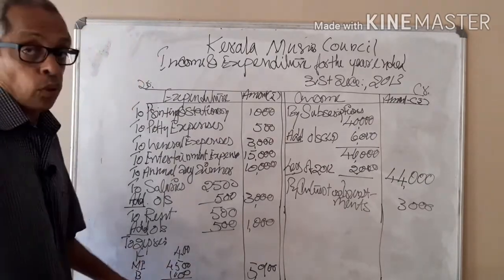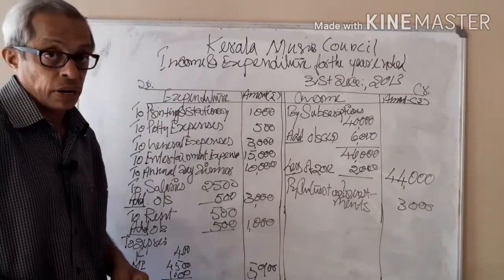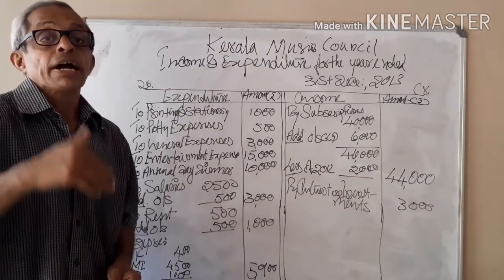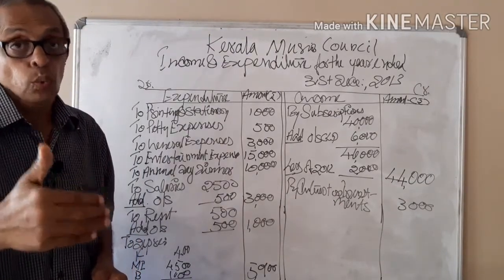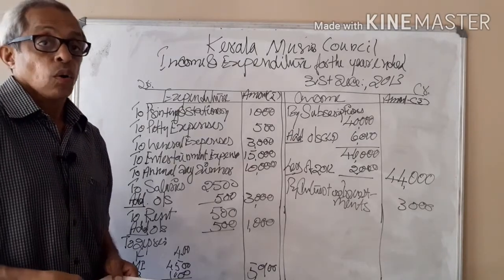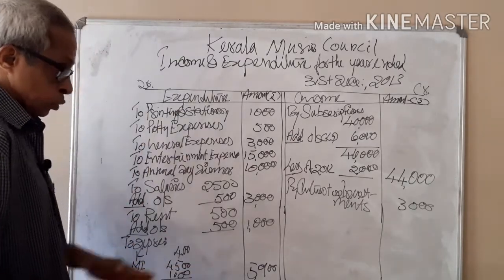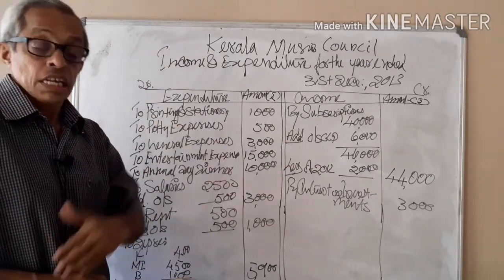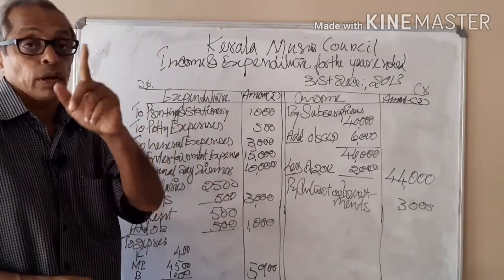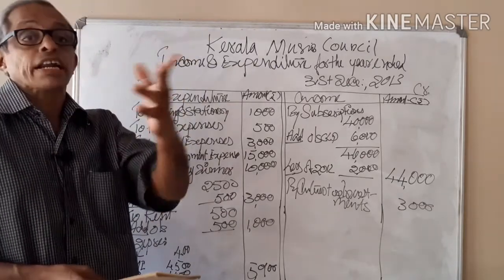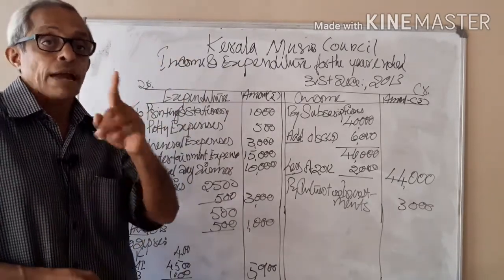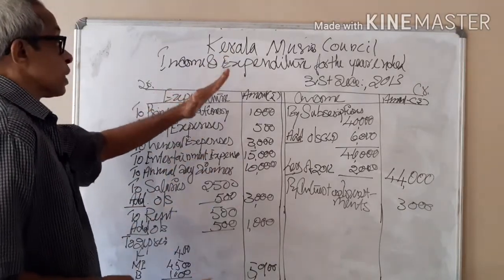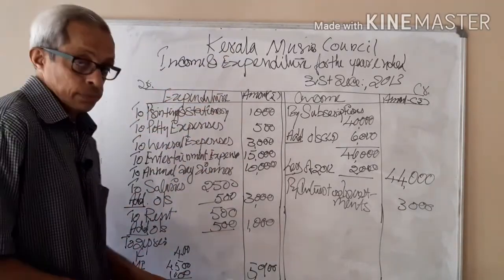That surplus amount is transferred to the capital fund, to be shown on the liability side by adding the surplus figure to the capital fund on the liability side of the balance sheet. So the amount of surplus is transferred to the balance sheet to be added to the capital fund and shown on the liability side of the balance sheet. This is the income and expenditure account.